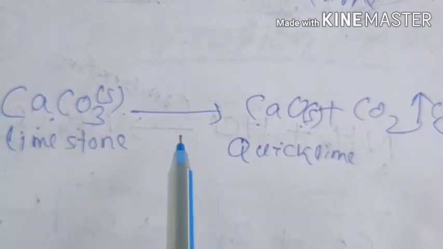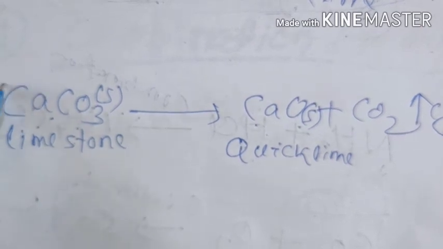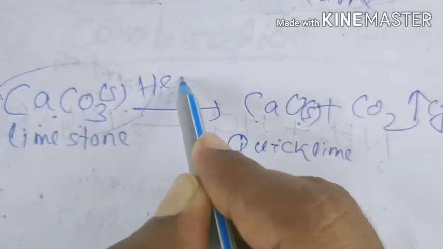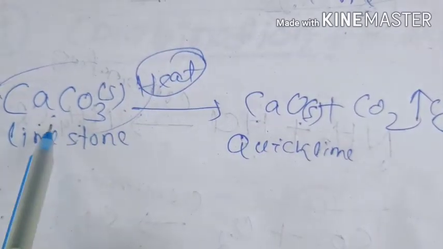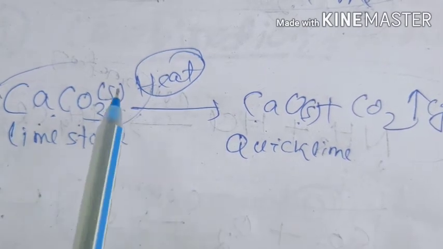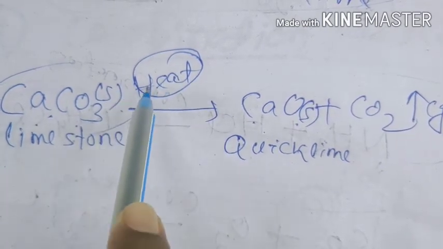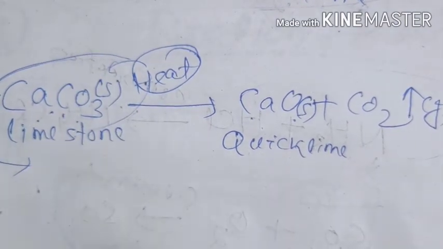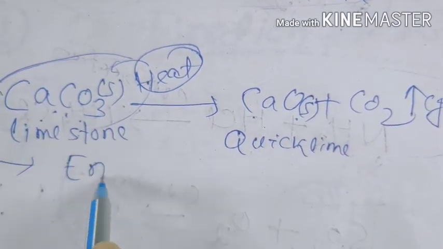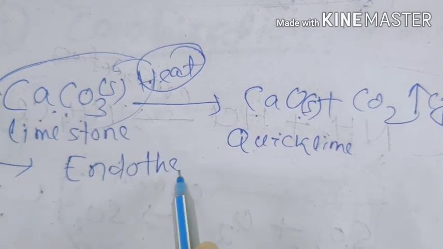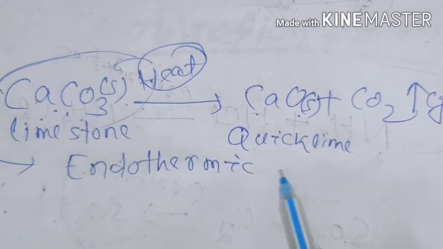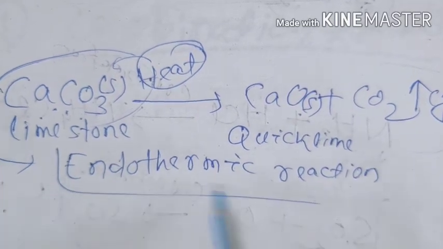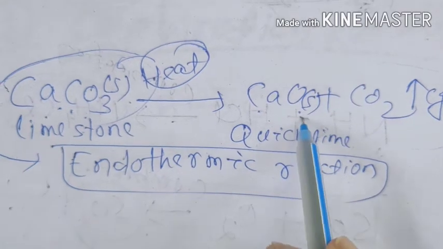In this process, a large amount of heat is applied to the calcium carbonate solid. So heat is required to produce these products, which means heat is absorbed. So this process is known as an endothermic chemical reaction, because an endothermic reaction is defined as a process in which heat is absorbed or required to produce new products.